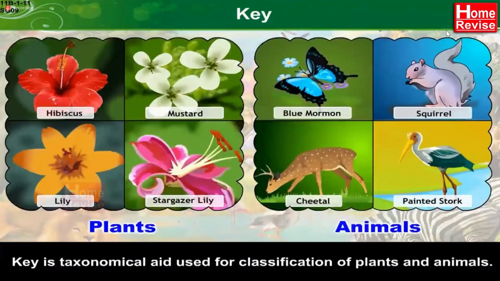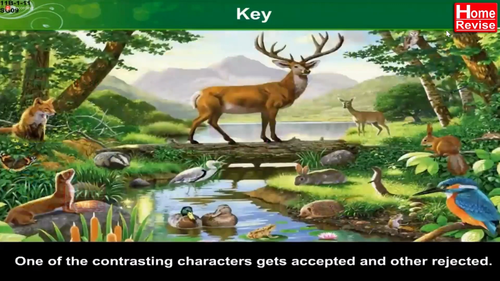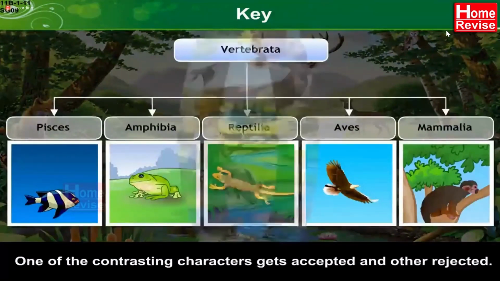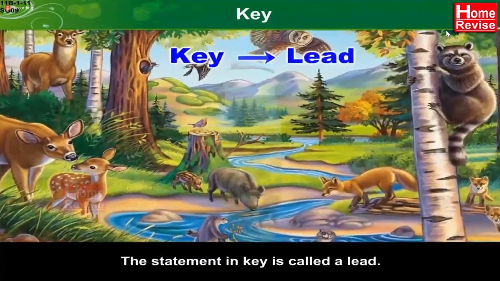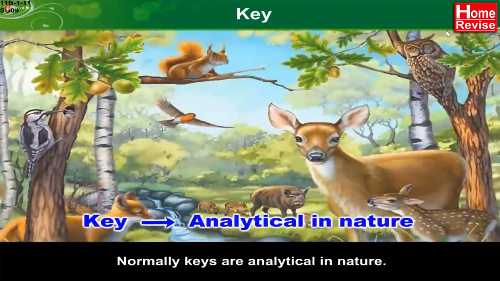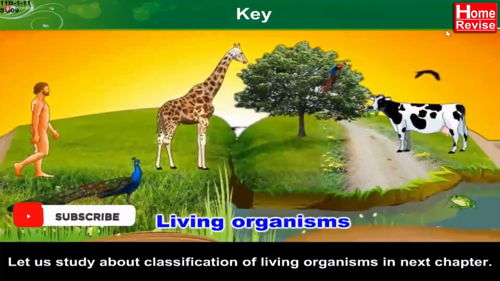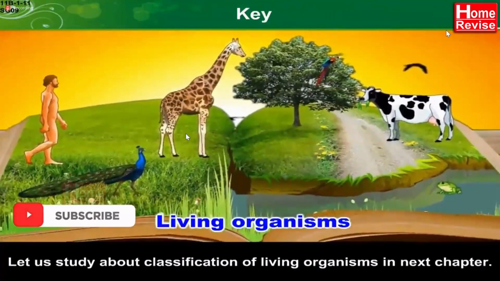Key. A key is a taxonomical aid used for classification of plants and animals. The keys are based on contrasting characters. One of the contrasting characters gets accepted and the other rejected. The statement in a key is called a lead. Normally, keys are analytical in nature. Let us study about classification of living organisms in the next chapter.